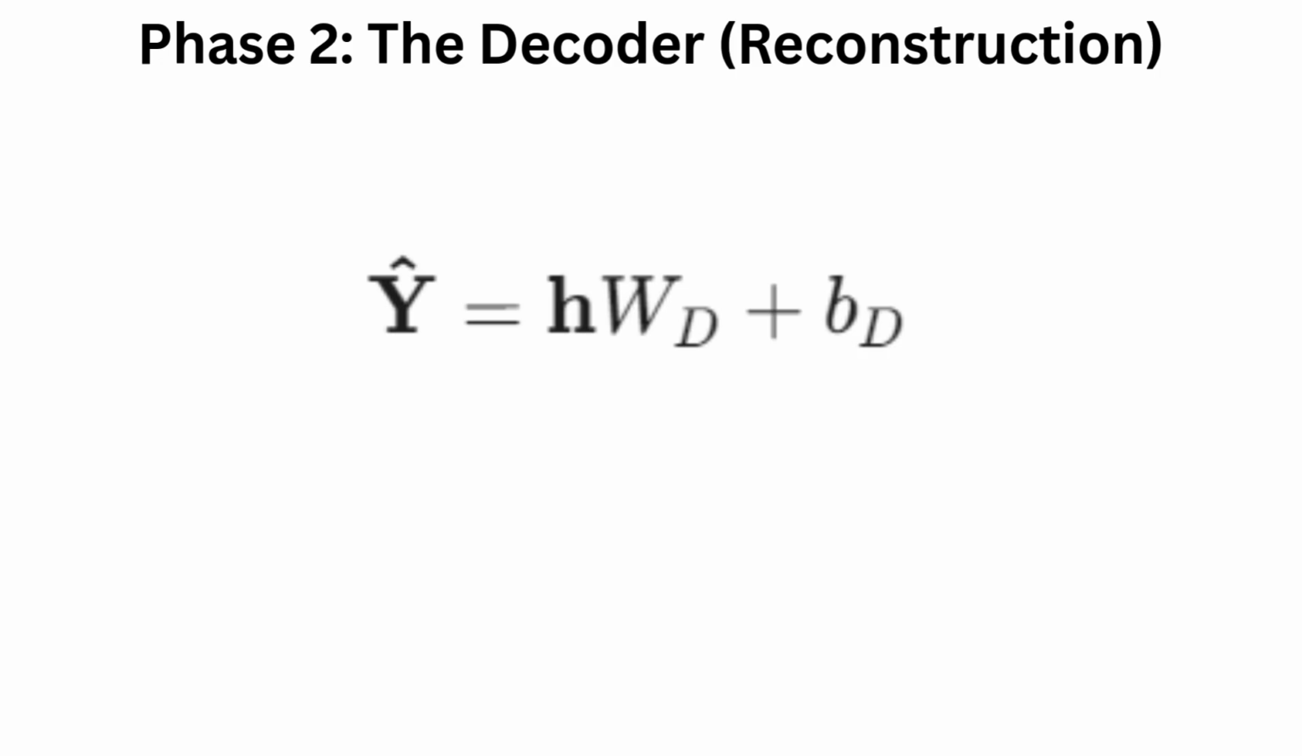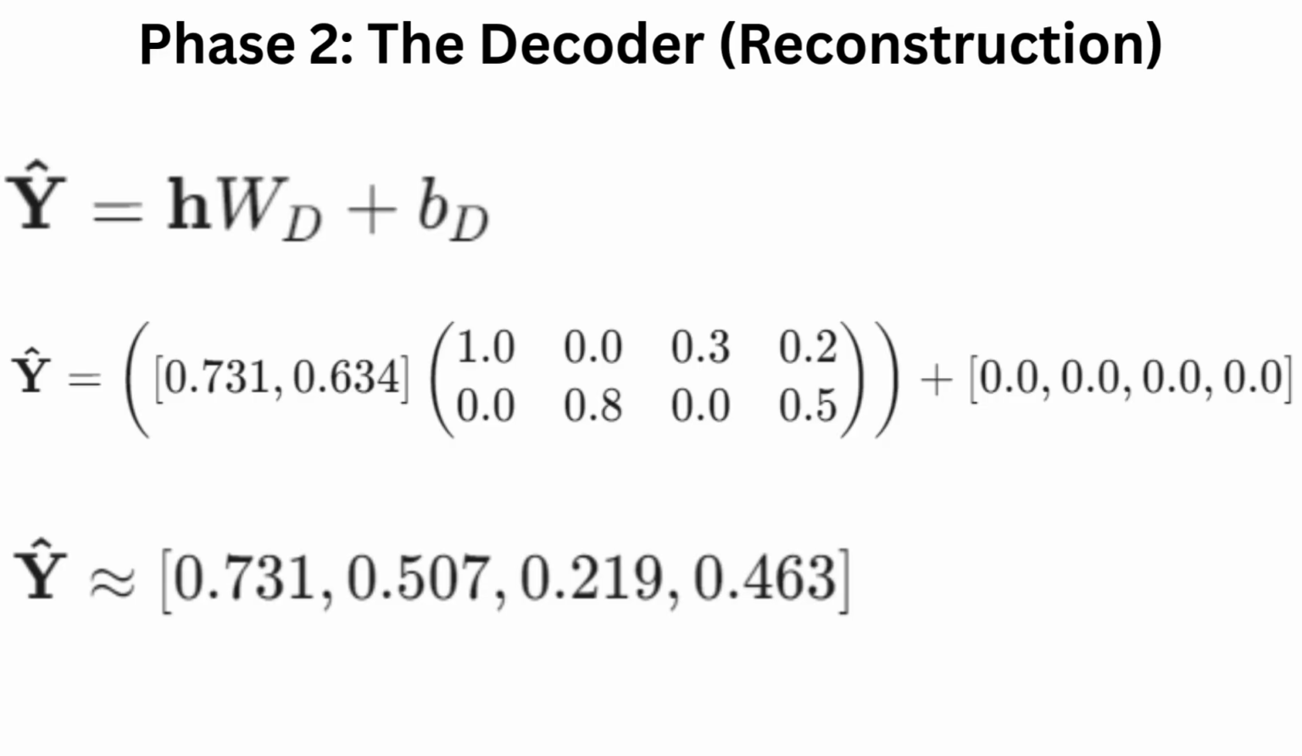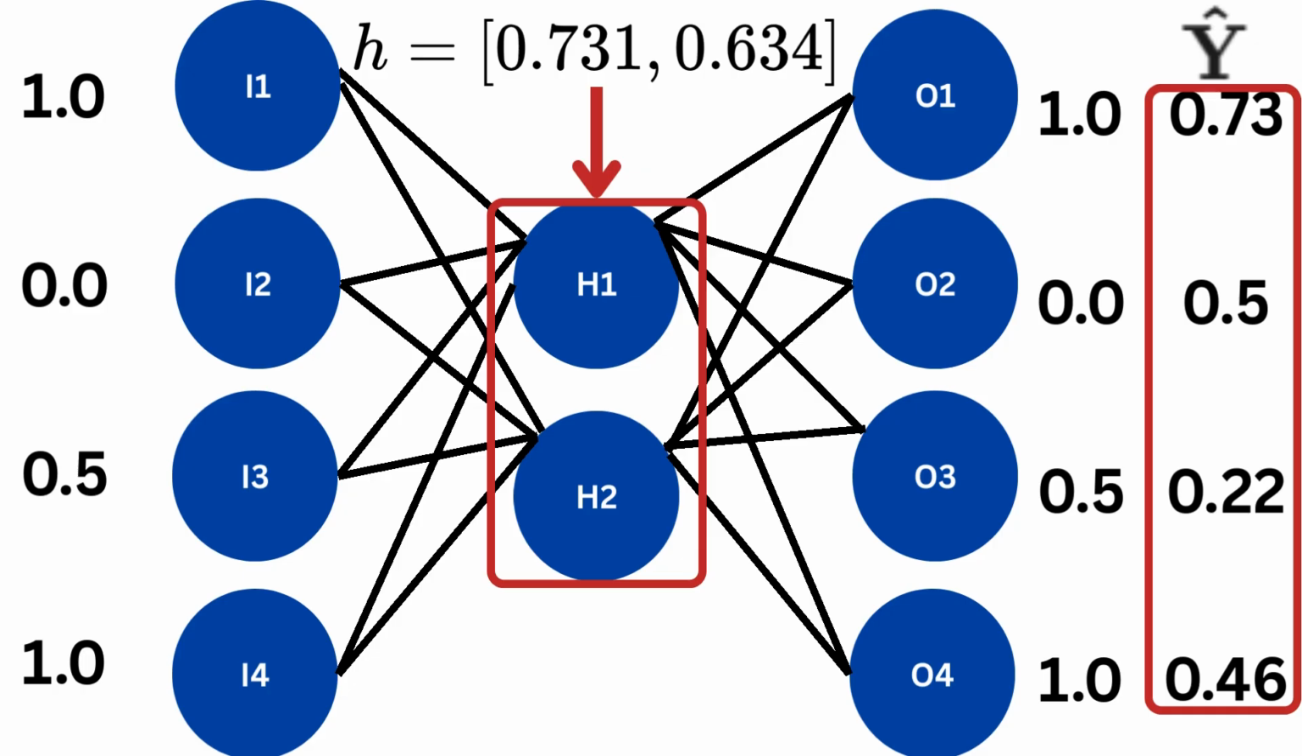In phase 2, we will do the computation for the decoder, which is the reconstruction part. Since the activation is linear, we will only multiply the hidden values with the weights and add the bias. Let's put the values into the equation. H is our compressed hidden input, WD are the weights for the decoder, and BD are the biases for the decoder. After computing it, we get Y hat, and the values of Y hat are 0.73, 0.507, 0.219, and 0.463. So now we have computed the hidden representation as well as the Y hat.